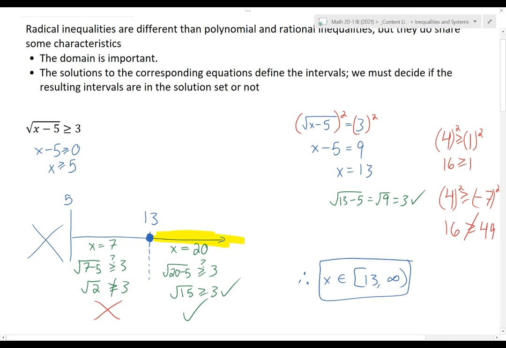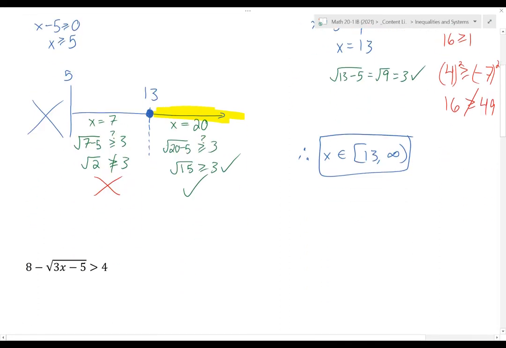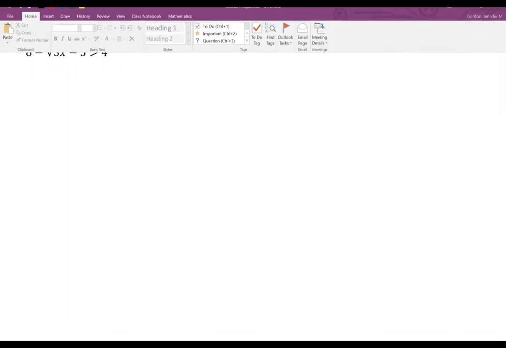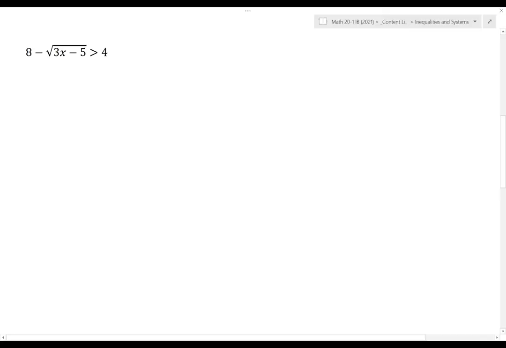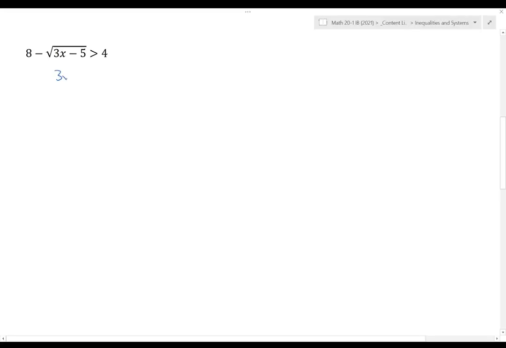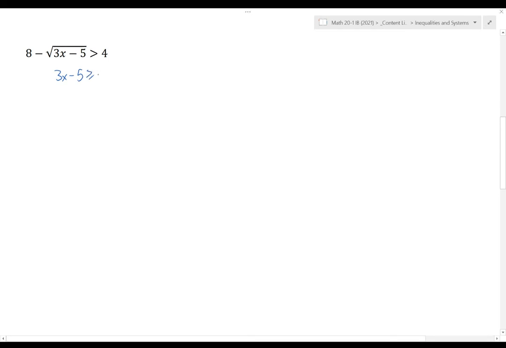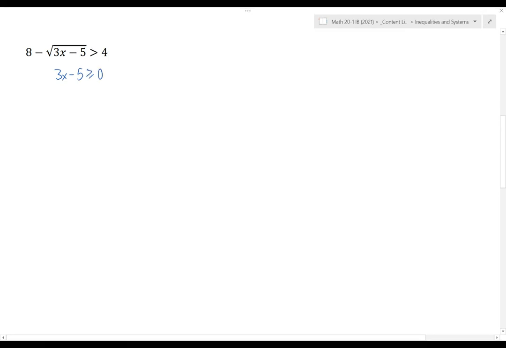So that's the basic idea here. Now, obviously, as our inequalities get a little more complicated, solving them might get a little more complicated, but the basic idea is the same. We figure out what is our domain. So 3x minus 5 has to be greater than or equal to 0. Domain is always going to be greater than or equal to, regardless of what inequality sign we have in our inequality, which means that x is greater than or equal to 5/3. So that sets the boundary.